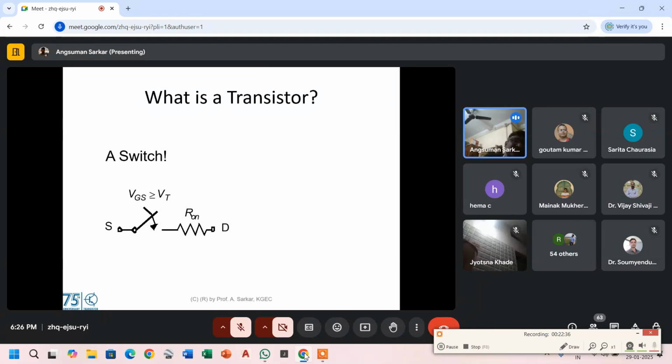Basically it's a switch. There are two terminals, as I told. One terminal is the source, which is responsible for generation of the carrier, and one terminal is the drain, which is responsible for collecting the carrier. In between there is a terminal called the gate, where we apply the voltage to control the flow of the carrier from source to the drain. That voltage is known as the gate to source voltage, and if it is larger than the threshold voltage, we can call the transistor is working in the on state. So we can obtain a good amount of current in the drain terminal.